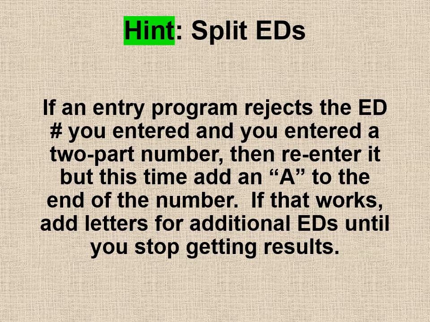Now, the way of detecting splits, and I've done this and some other people have as well as a recommendation, is if an entry program rejects the ED number you entered, and you entered a 2-part number, so to avoid that prefix problem, then re-enter your number, but this time add an A to the end of the number. You look through it, see if your residence of interest is there. If it isn't, you'd enter a B on the number, look through that, etc. So if that works, add letters for additional EDs until you stop getting results.